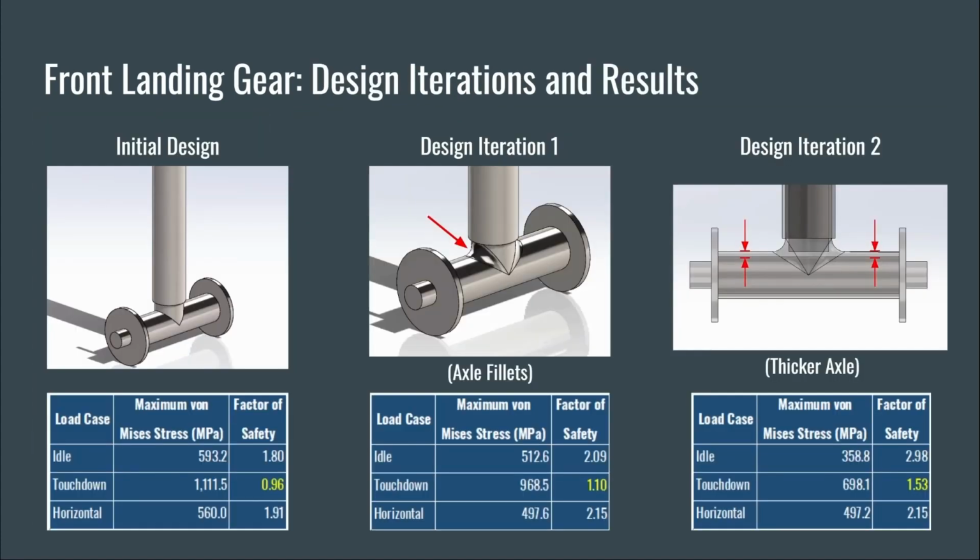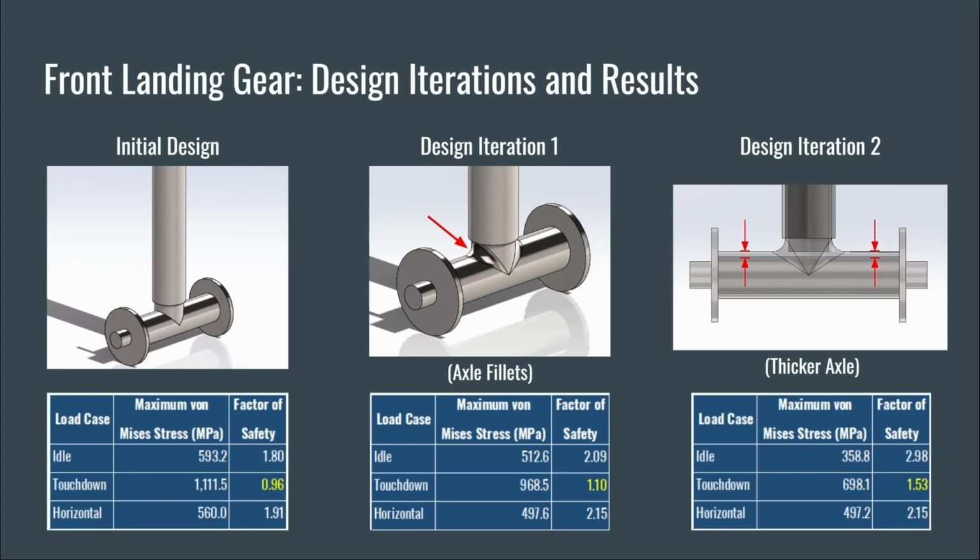The main design issue was the excessive stress the part experienced under the touchdown load, so the design underwent 2 iterations. The first iteration added fillets to the high stress locations on the axle, raising the lowest factor of safety from 0.96 to 1.1. The second iteration increased the wall thickness of the axle, which further raised the lowest factor of safety to 1.53.